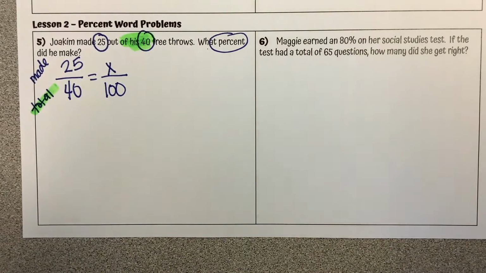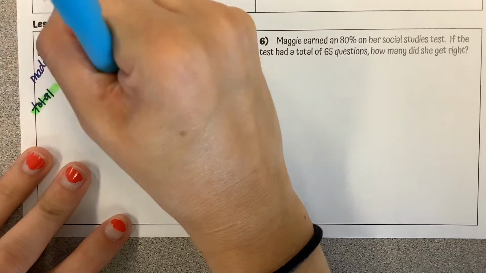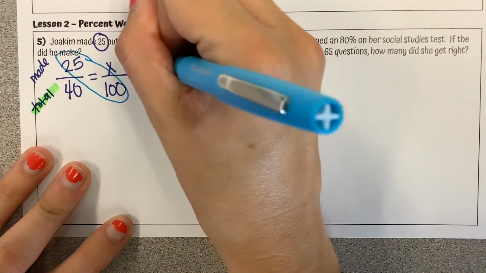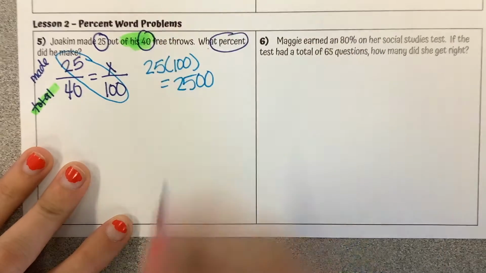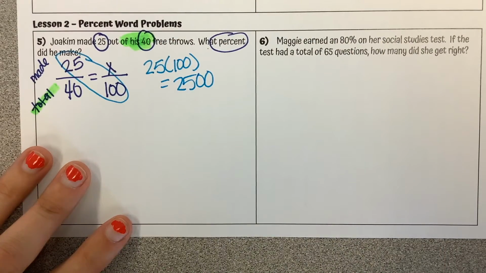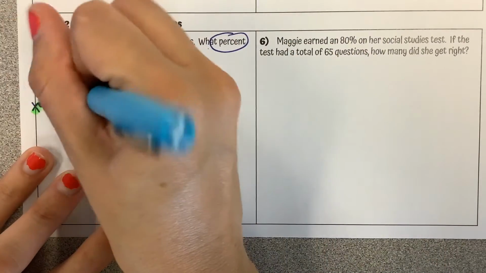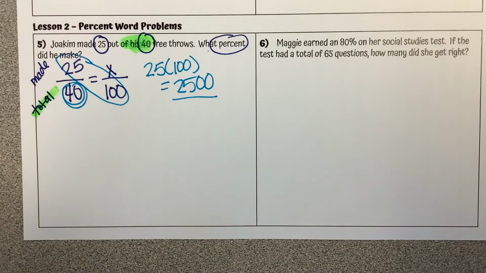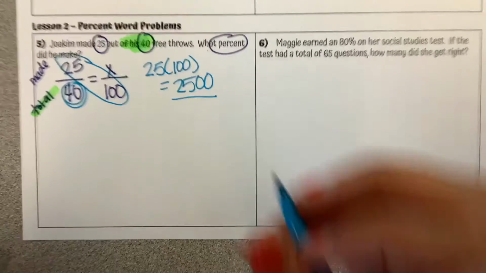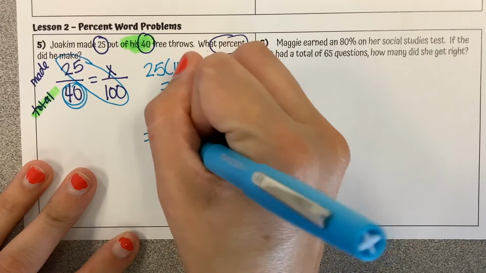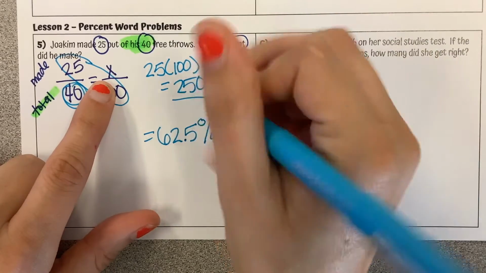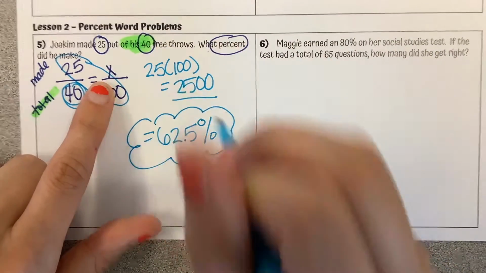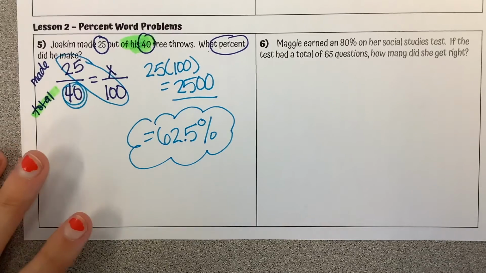So now that it's set up, we can solve. I'm multiplying the two numbers in the same diagonal, and I get 2,500. And I'm dividing by the number that's in the same diagonal as the variable, so 2,500 divided by 40, and I get 62.5. We were solving for the percent, so it is a percent that I'm going to add on to my problem.